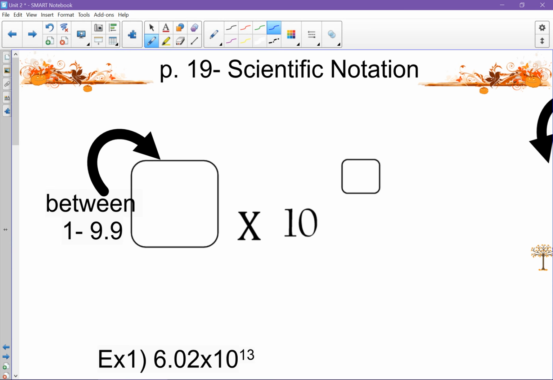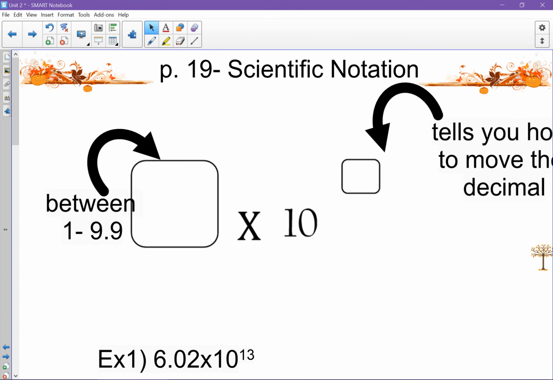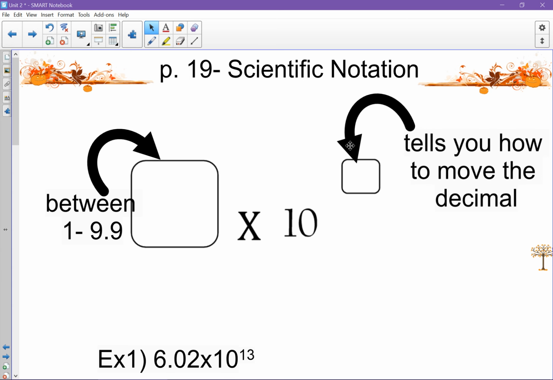So that means that you can't ever start scientific notation with 0.3, that's less than 1. Same thing, you couldn't have something like 98.4. It has to fall in between that range. And if it doesn't, then your job is to move the decimal until it does. The exponent is what helps you figure out how to move the decimal.